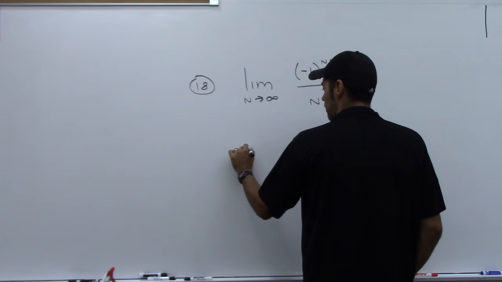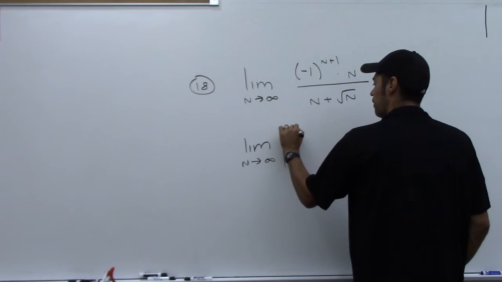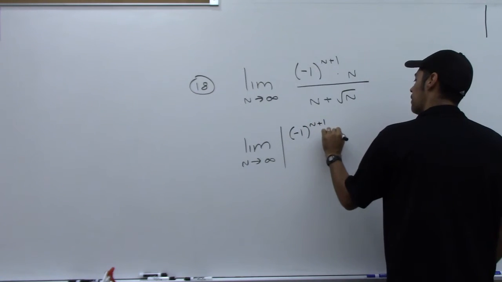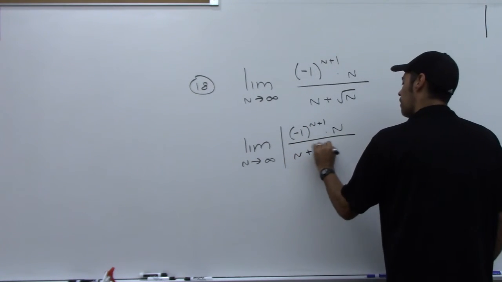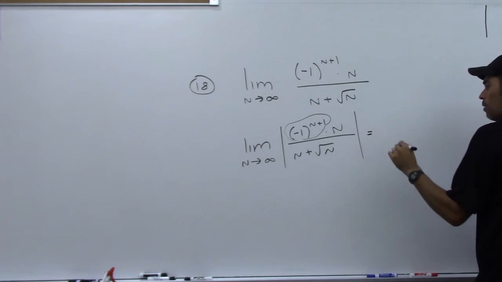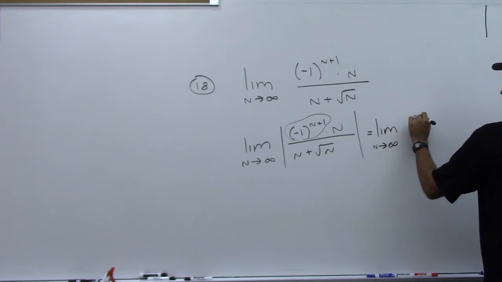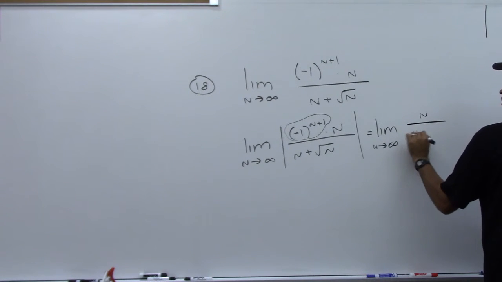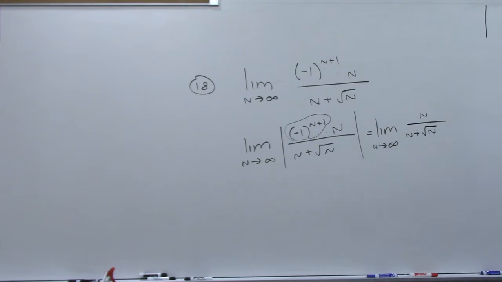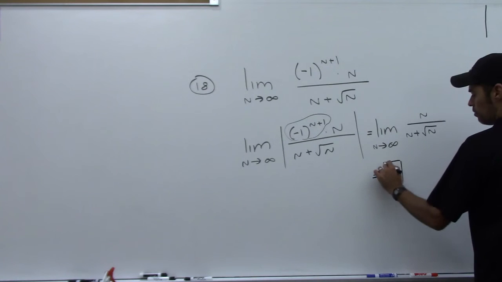So let me try that theorem. What's the limit as n goes to infinity of the absolute value of this? Well, the absolute value of this piece right here is just going to spit out 1. So we have the limit as n goes to infinity of 1 times n, so that's n over root n. And then if you apply L'Hopital's rule, I'm not going to show the work, because now we're at infinity over infinity, that will turn out to be 1. And so you get that your answer is 1 here, right?